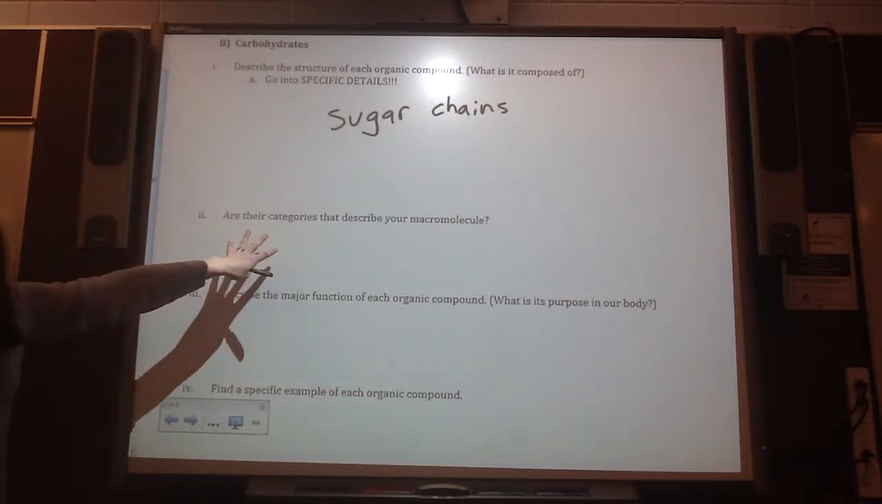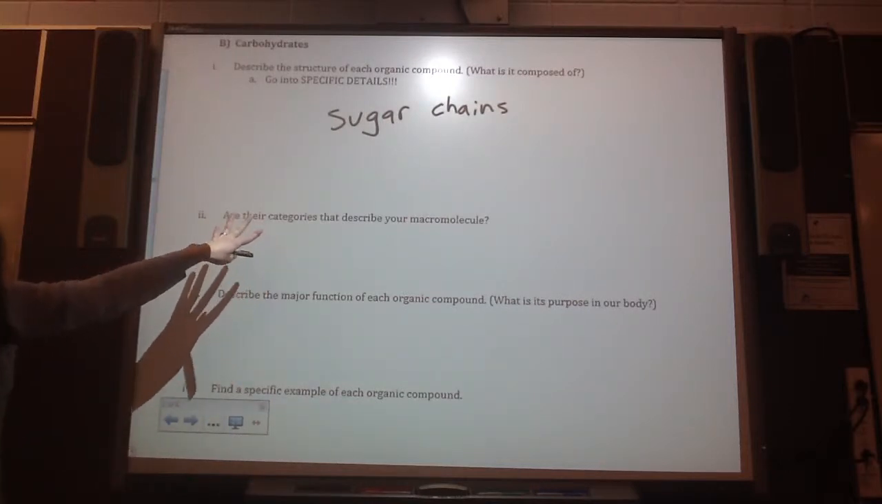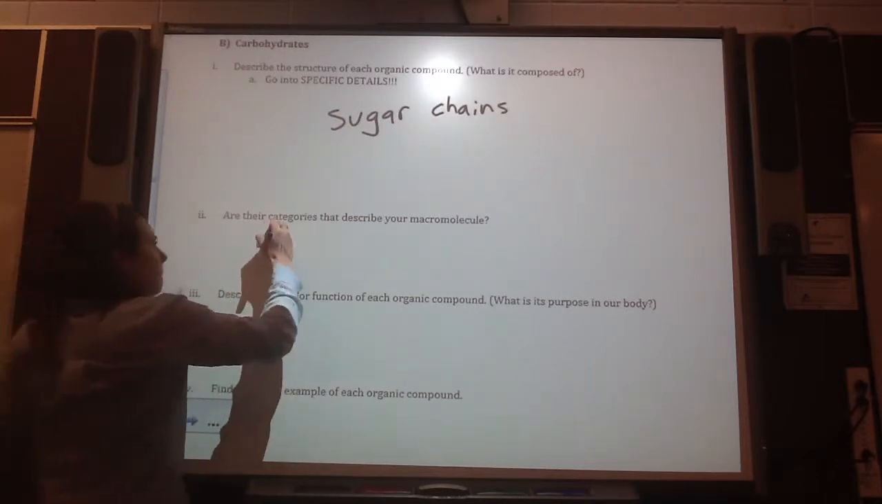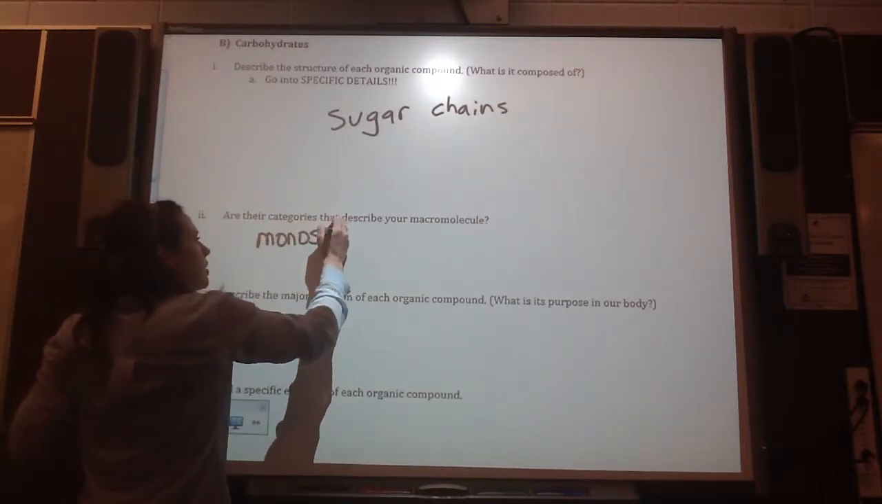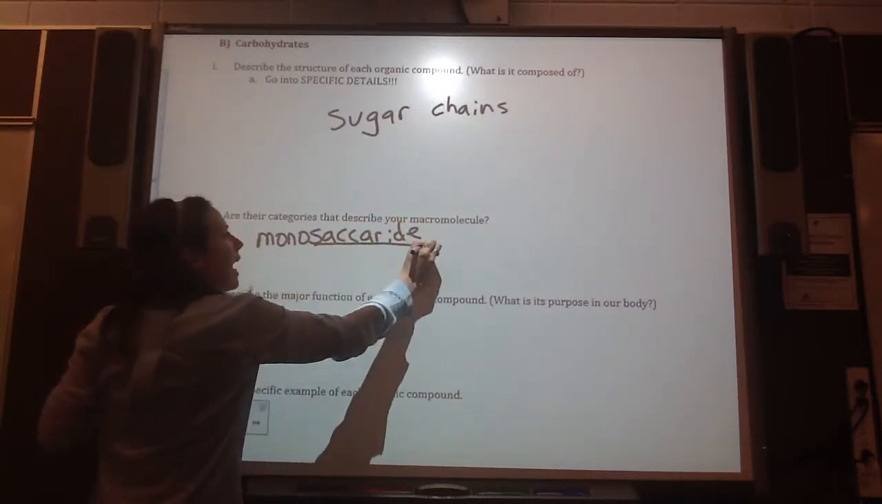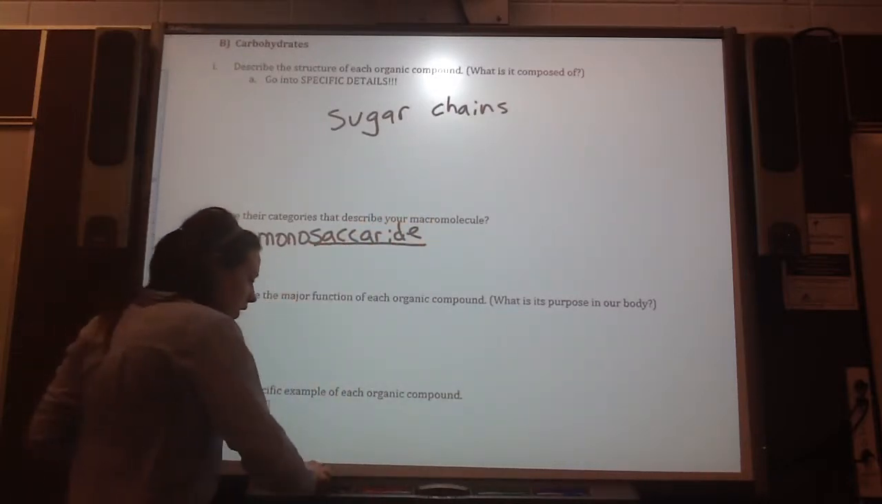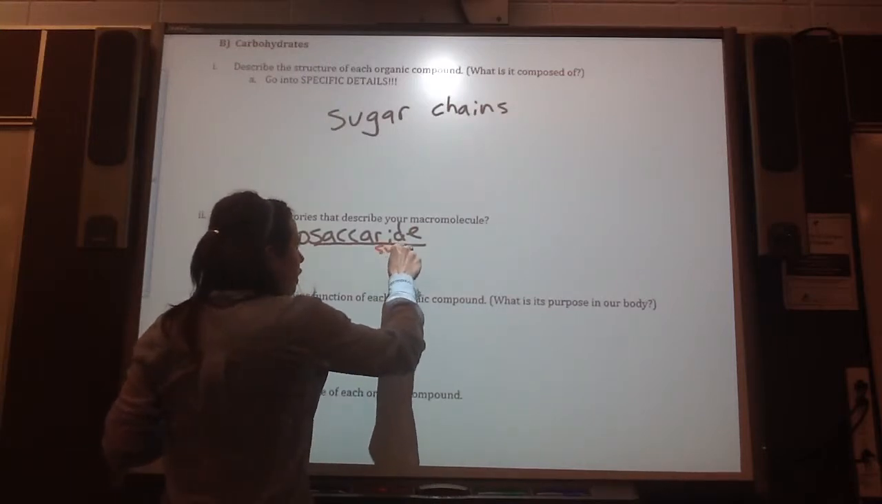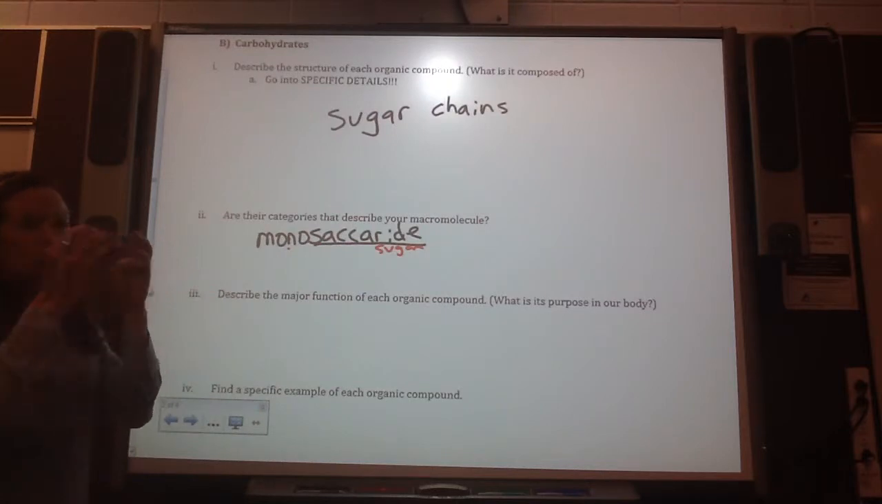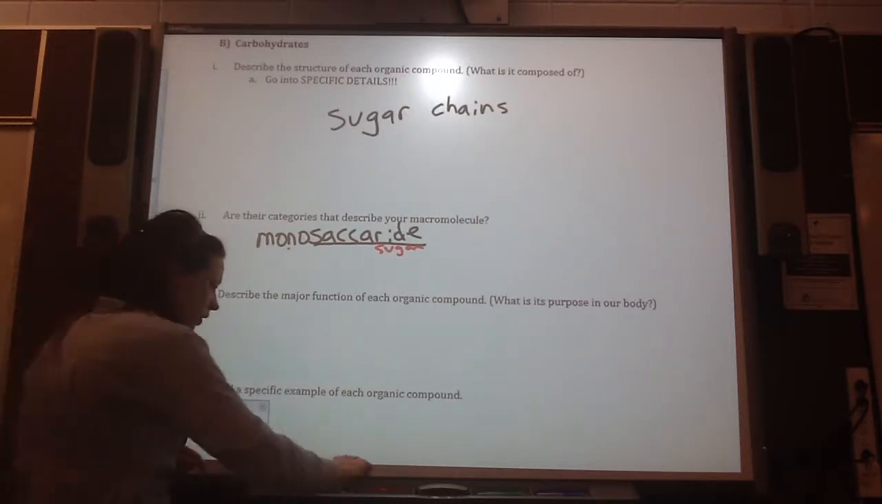Are there types of carbohydrates? What are they? Monosaccharide. Okay, monosaccharide. Saccharide means sugar. This is a term for sugar. So this means one sugar unit. So it's one sugar unit, put together in a chain.